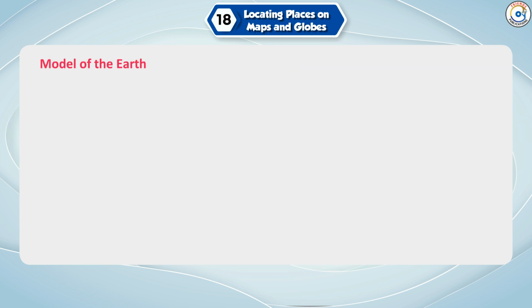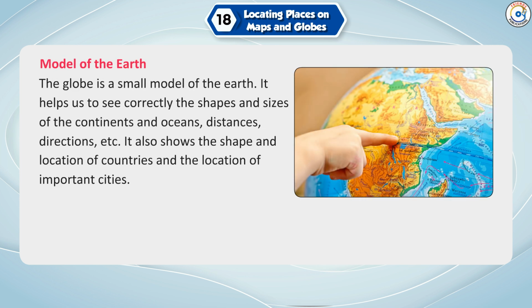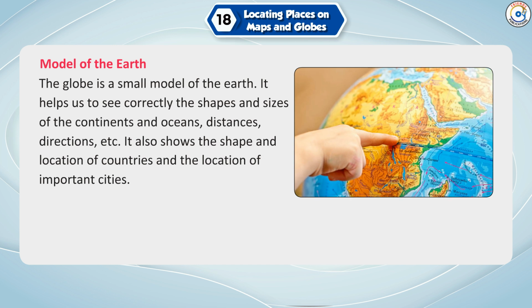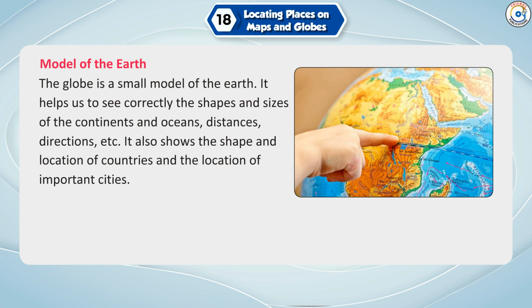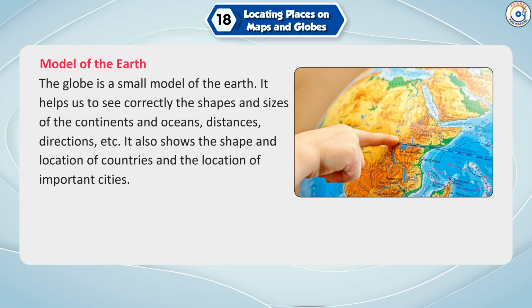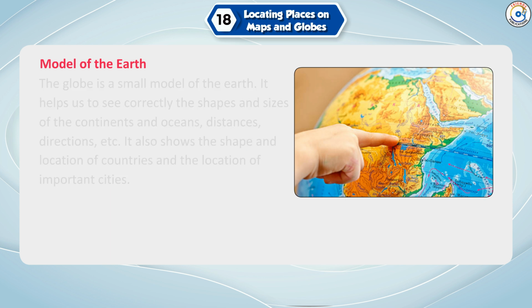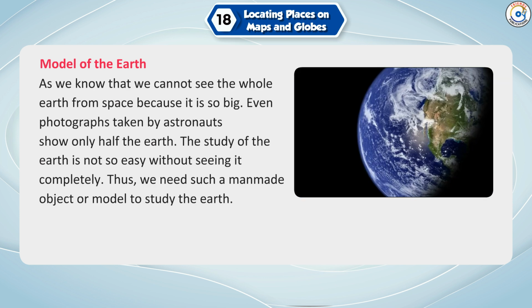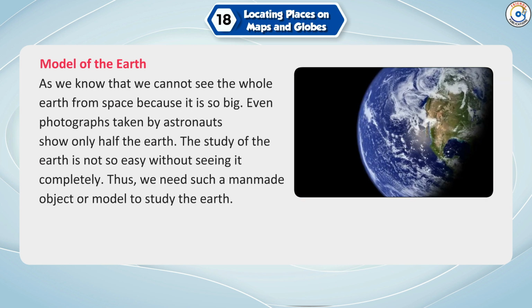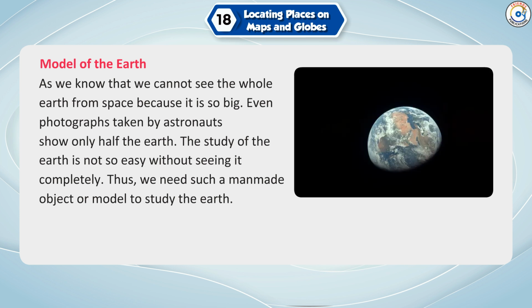Model of the Earth. The globe is a small model of the Earth. It helps us to see correctly the shapes and sizes of the continents and oceans, distances, directions, etc. It also shows the shape and location of countries and the location of important cities. As we know, we cannot see the whole Earth from space because it is so big. Even photographs taken by astronauts show only half the Earth.